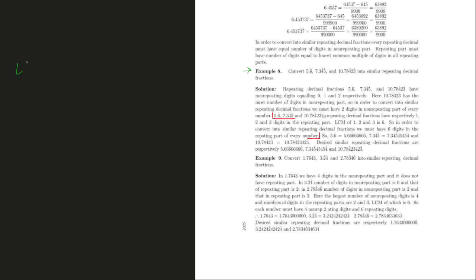LCM stands for lowest common multiple. So what is the lowest common multiple? If I write 6, I can write it as 2 into 3. If I write 4, I can write it as 2 into 2. So the lowest common multiple would be, I think, 2 in this case.